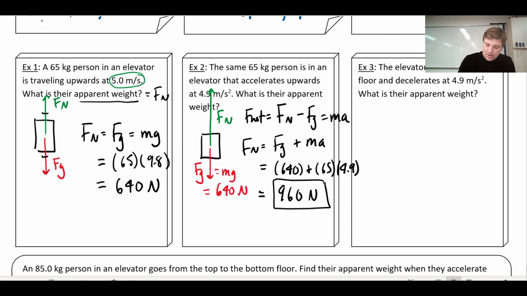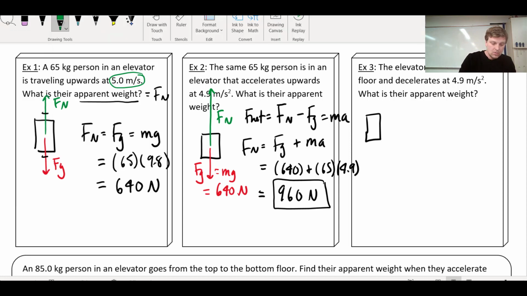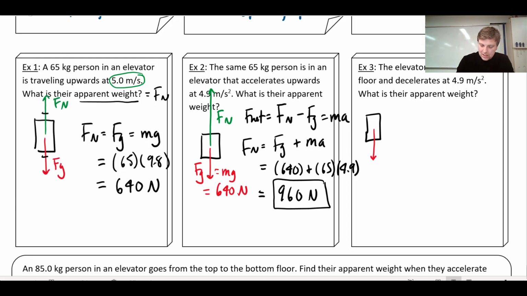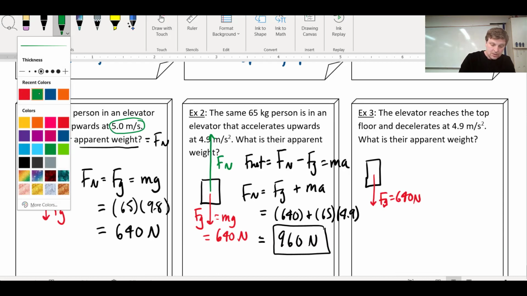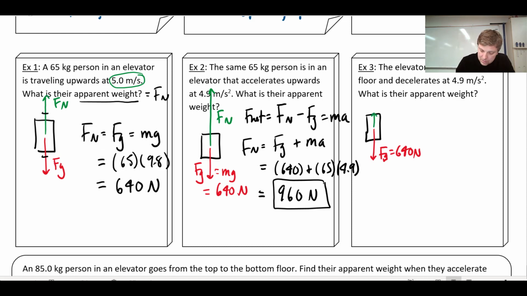And last but not least, the elevator reaches the top floor and decelerates. So it's going upwards and slowing down, which means the acceleration is downwards. And so again, the weight, the Fg is the exact same as it always was. That's not changing. But in this case, the normal force is going to be smaller than previously. And so in this case, when I come up with the net force equation, I'm going to use the winning direction as being down. So I'm going to say it's actually Fg minus Fn equals ma.